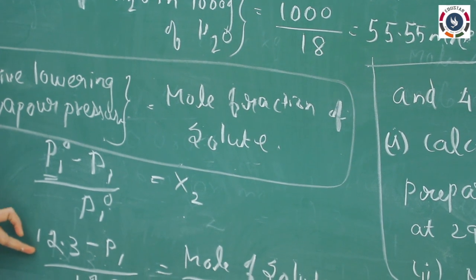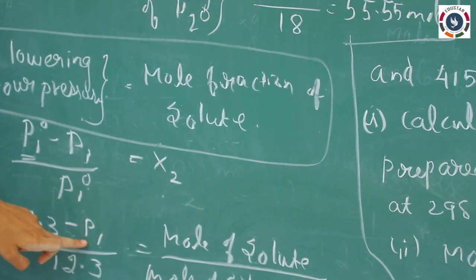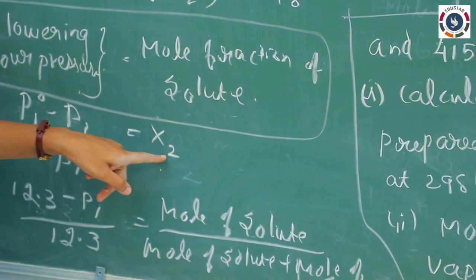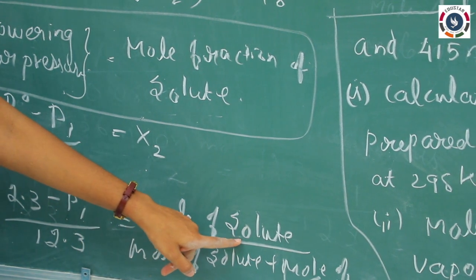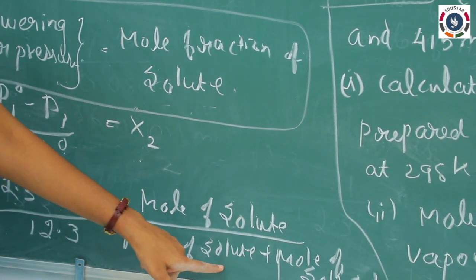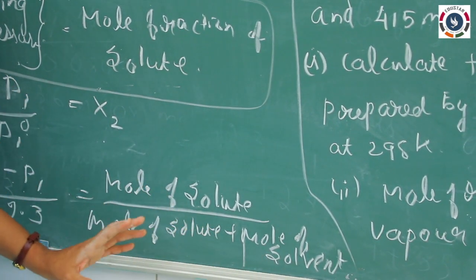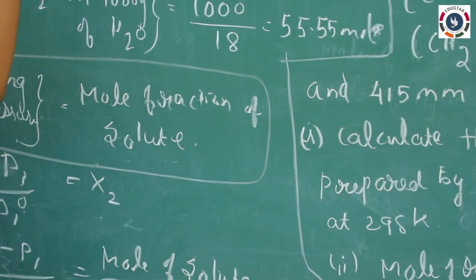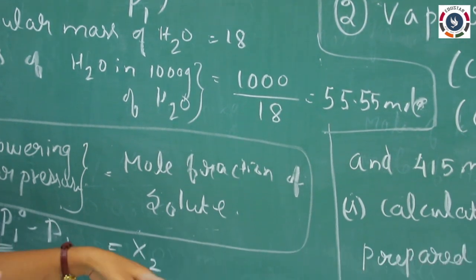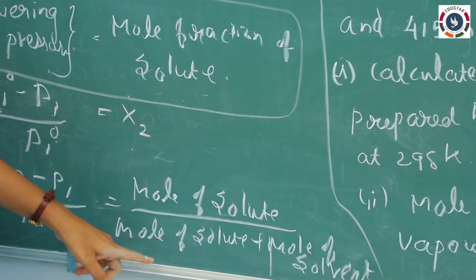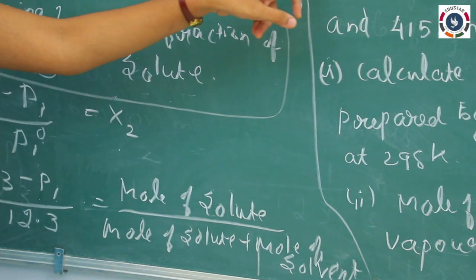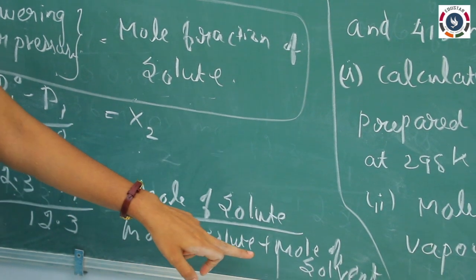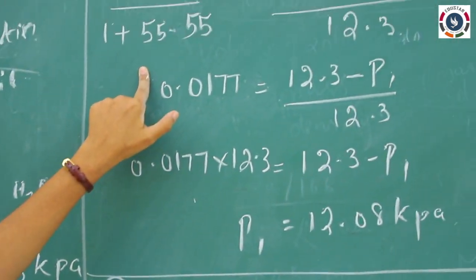I am writing P10 as 12.3, P1 is the value to be found, divided by P10 equal to the mole fraction of solute, that is moles of solute divided by moles of solute plus moles of solvent. That is the total number of moles of the components. So, what is the moles of solute here? It is a 1 molar solution, so I am going to write 1 in the numerator, moles of solute, that is also 1, moles of solvent we have found as 55.55. So, 1 divided by 1 plus 55.55 I have written here.